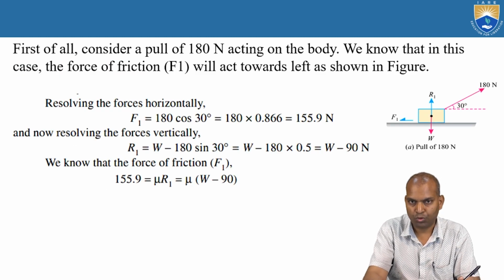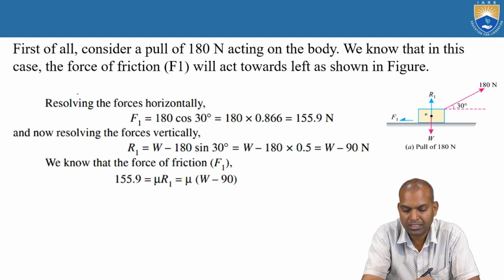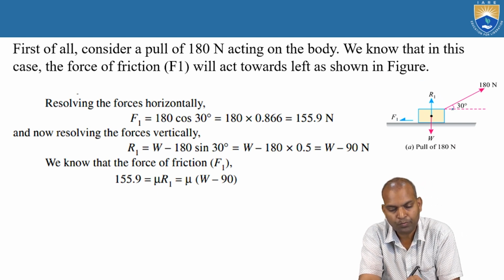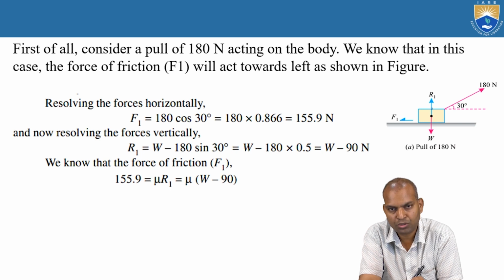There are two things: one is push, another is pull. For case 1, consider 180 newtons at 30 degrees, when you are pulling. R1 and the weight are both acting through the center of gravity of the body. R1 is acting upwards as the normal reaction, and the weight is acting downwards.